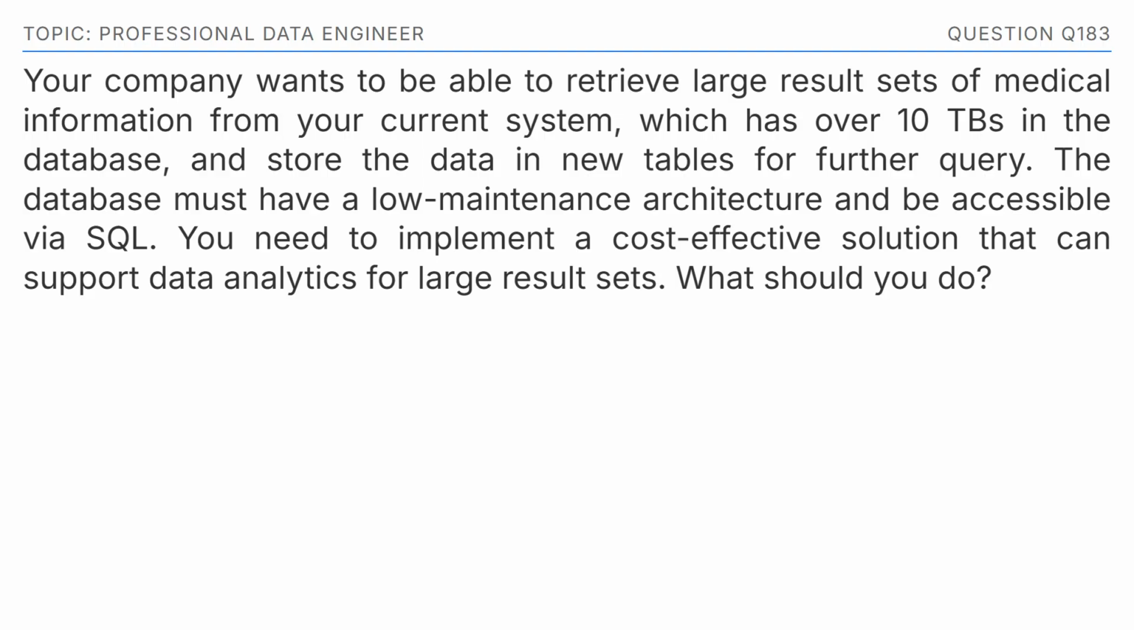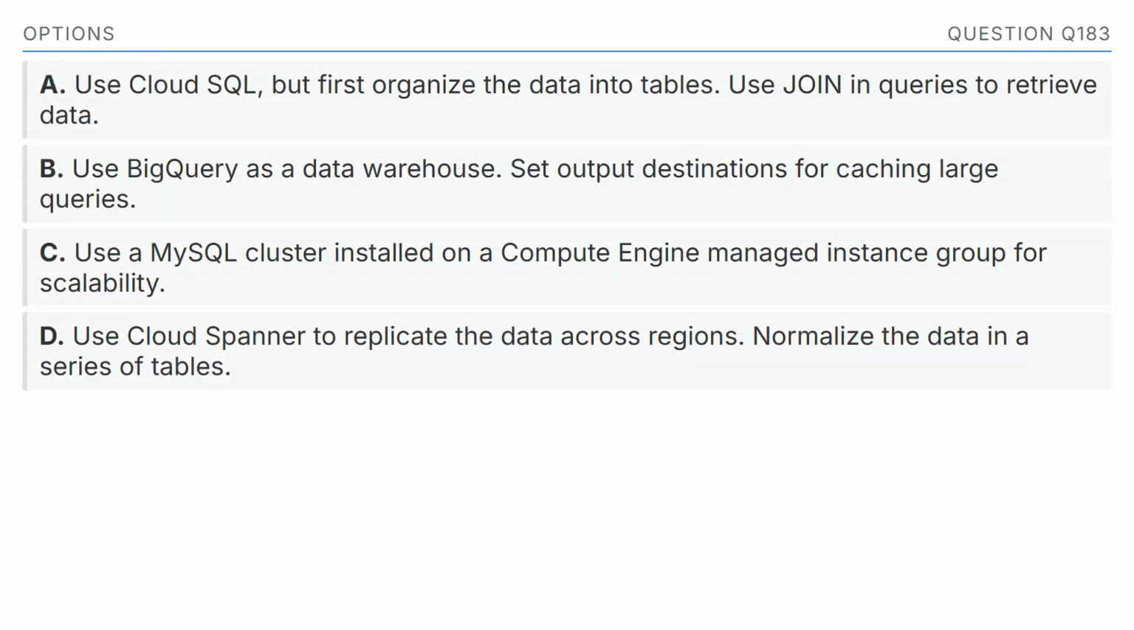What should you do? The options are: Option A, use Cloud SQL, but first organize the data into tables. Use joining queries to retrieve data. Option B, use BigQuery as a data warehouse. Set output destinations for caching large queries. Option C, use a MySQL cluster installed on a compute engine managed instance group for scalability. Option D, use Cloud Spanner to replicate the data across regions. Normalize the data in a series of tables.